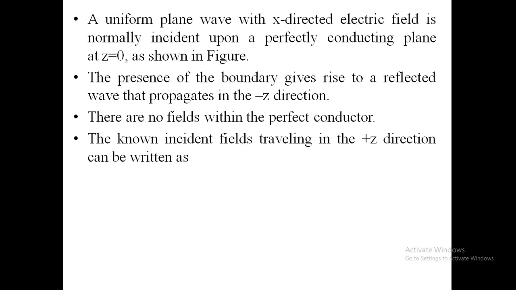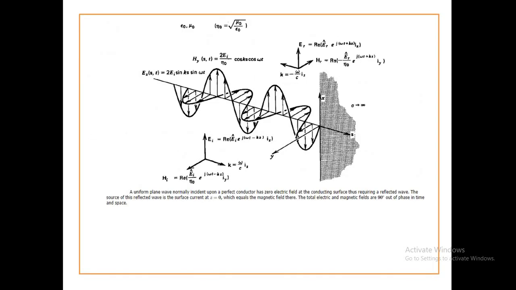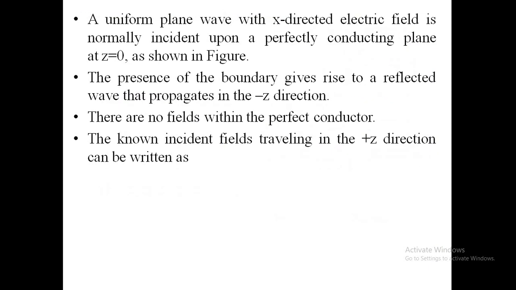A uniform plane wave is considered which is x directed electric field and it is normally incident upon a perfect conducting plane with z equal to 0 as in the given diagram. So here the presence of a boundary will give rise to a reflected wave across the negative z direction. So the wave is incident across positive z direction and the wave is being reflected across the negative z direction, and there are no fields within the perfect conductor, hence we consider z as 0.